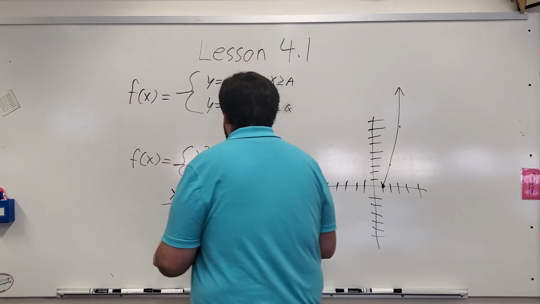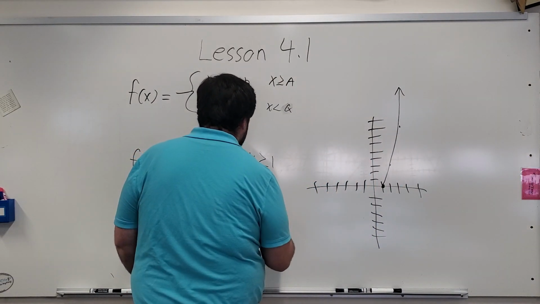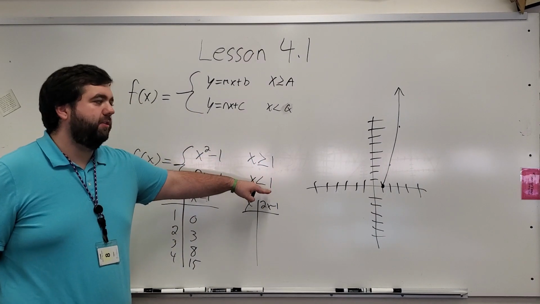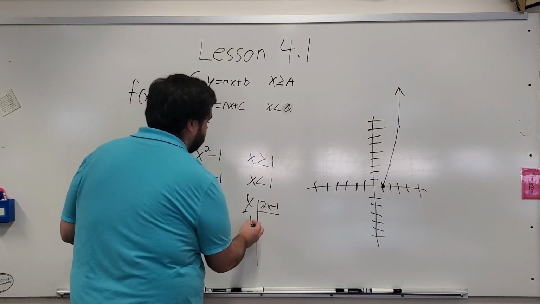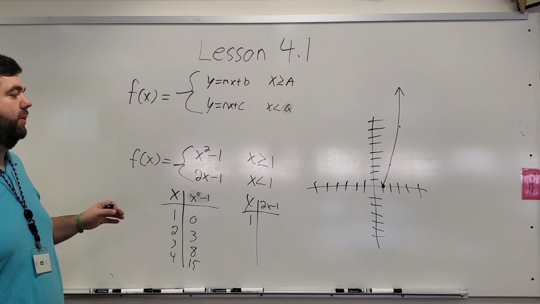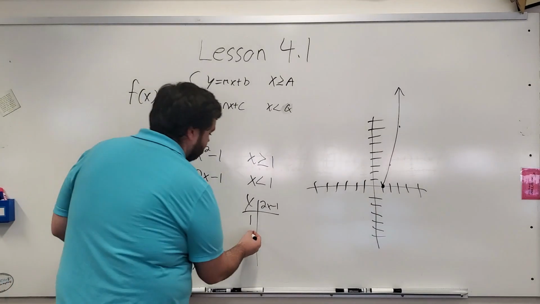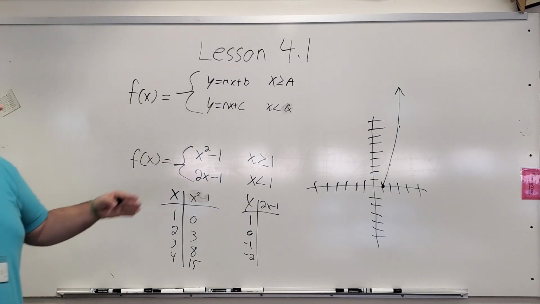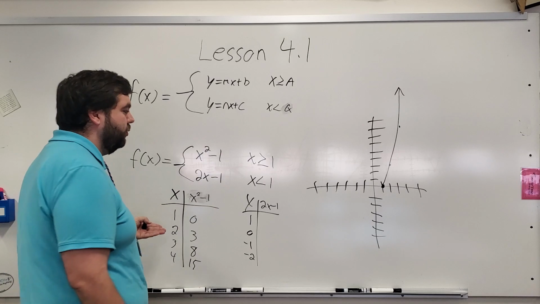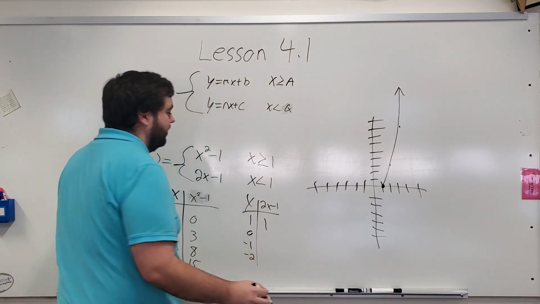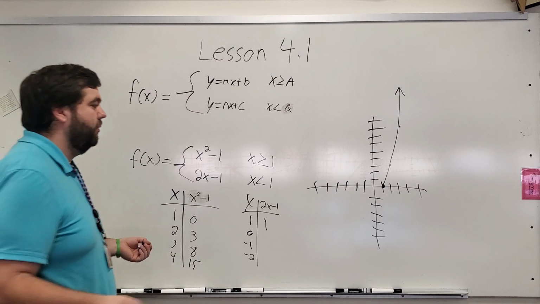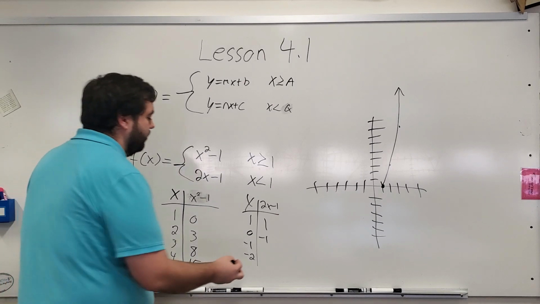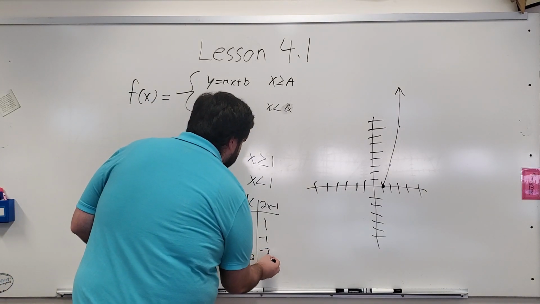I then make another table for 2x minus 1, okay? Again, I start at my domain restriction, so I start at 1. But now x is less than 1, so I'm going to plug in numbers less than 1. So I got 0, negative 1, negative 2. So I plug in 1: 1 times 2, 2, minus 1, 1. 2 times 0, 0, minus 1, negative 1. Negative 1 times 2, negative 2, minus 1, negative 3. Negative 2 gives negative 5.